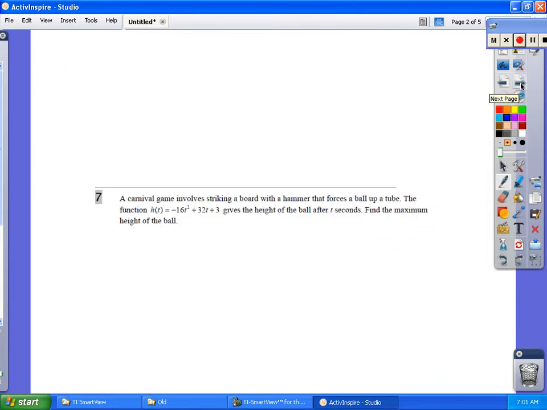Number 7, a carnival game involves striking a board with a hammer that forces the ball up a tube. So you know that game where you hit the thing and it goes up the tube and goes down the tube. And you're trying to get it up to here so that it rings the bell. Maximum height of the ball. So this is actually going to be a problem, not quadratic formula. We're going to use our equation. Instead of h of t, I'm just going to make it y.